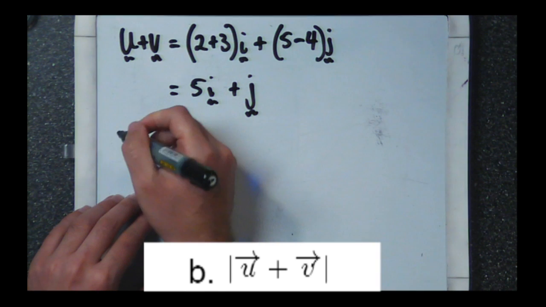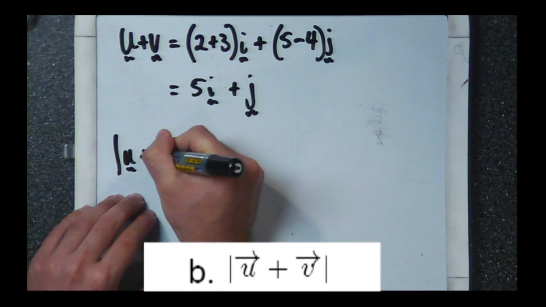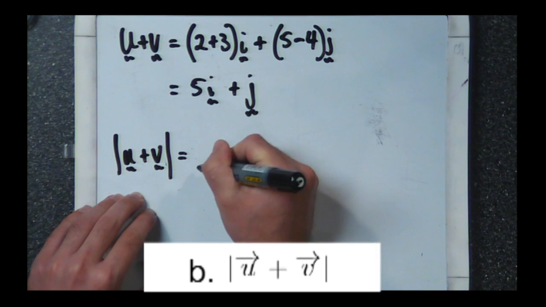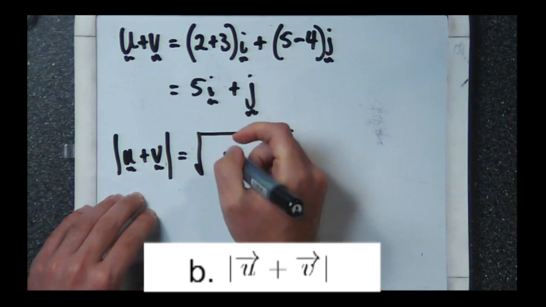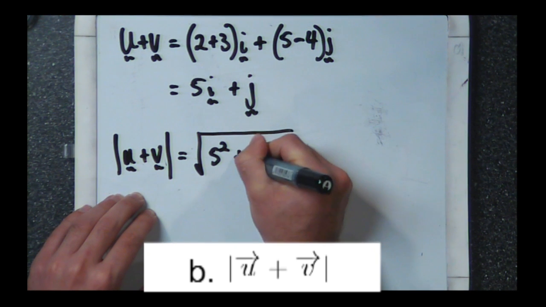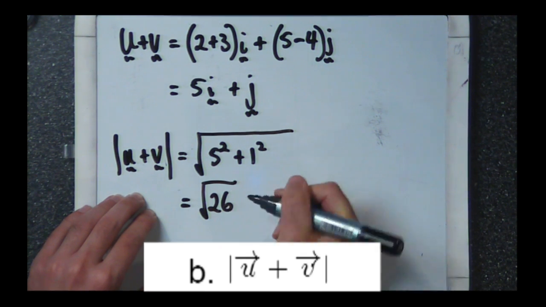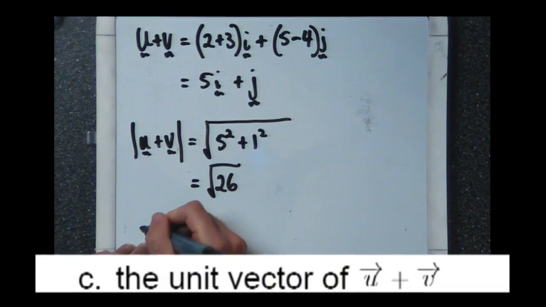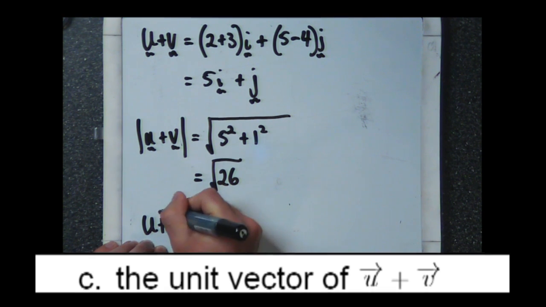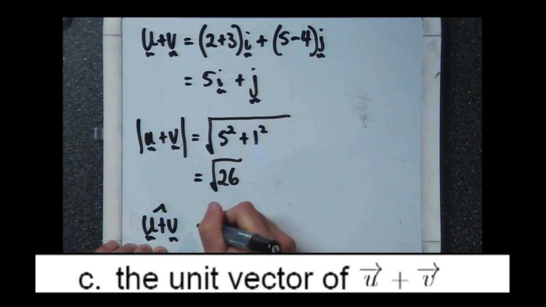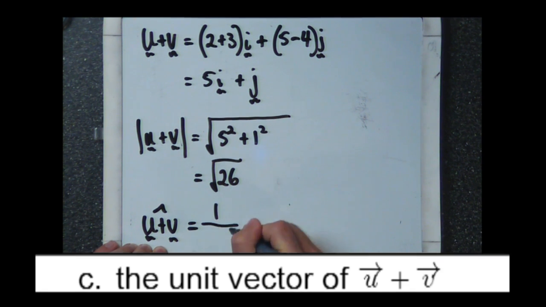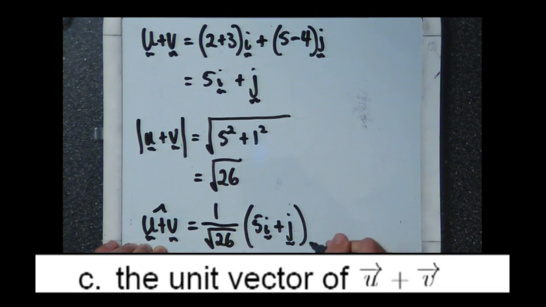To find the magnitude of u plus v, we put the vertical lines to represent the magnitude, equals, now we take the square root of the components squared and then add them together. So 5 squared plus 1 squared gives me a total of root 26. Now to find the unit vector, unit u plus v hat, to represent the unit vector, we just divide u plus v by the magnitude. So we've found the magnitude, root 26, so we divide 5i plus j by root 26. Now that gives a vector of magnitude 1 in the direction of u plus v.